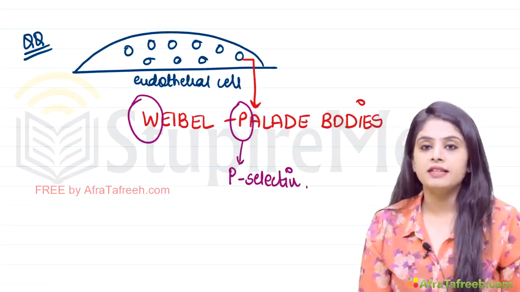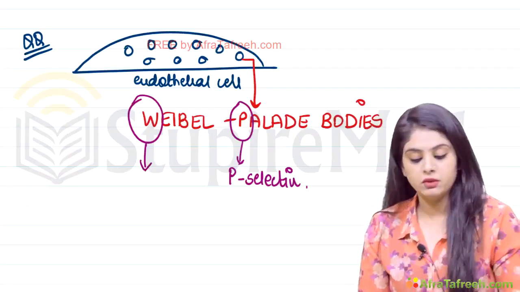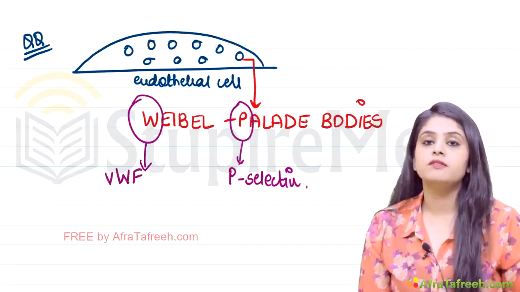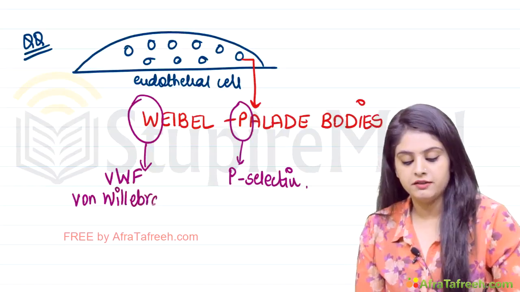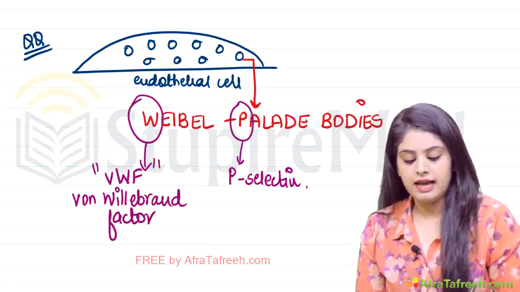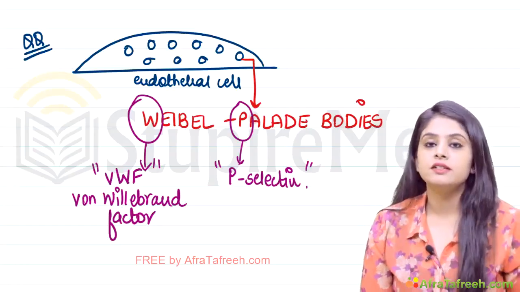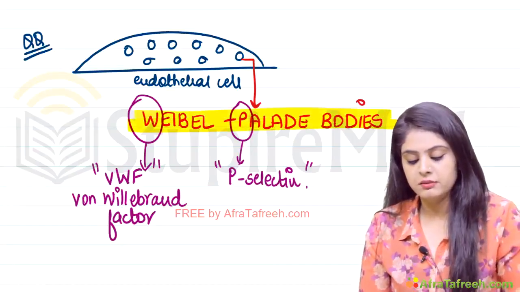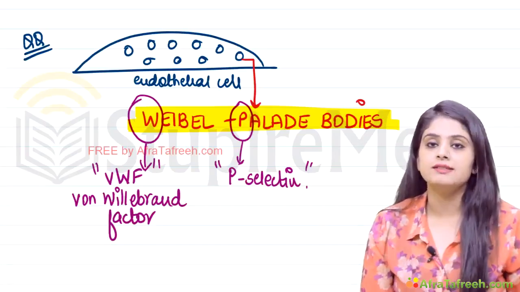P will stand for P-selectin, and W will be the Willebrand factor. Everyone knows that in the clotting mechanism, von Willebrand factor has a very important role to play. So von Willebrand factor and P-selectins actually have their source where? In the endothelial cells. Where in the endothelial cells? That is the latest favorite question, that is in the Weibel-Palade bodies. Please remember this. This is one of the recent favorites with the examiners.